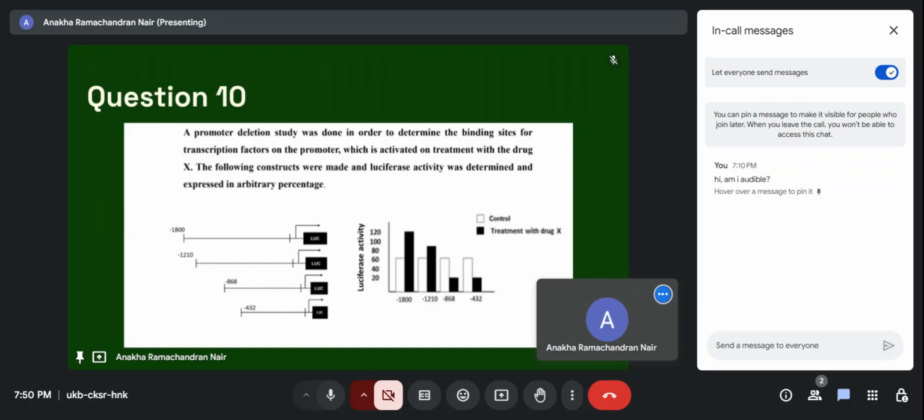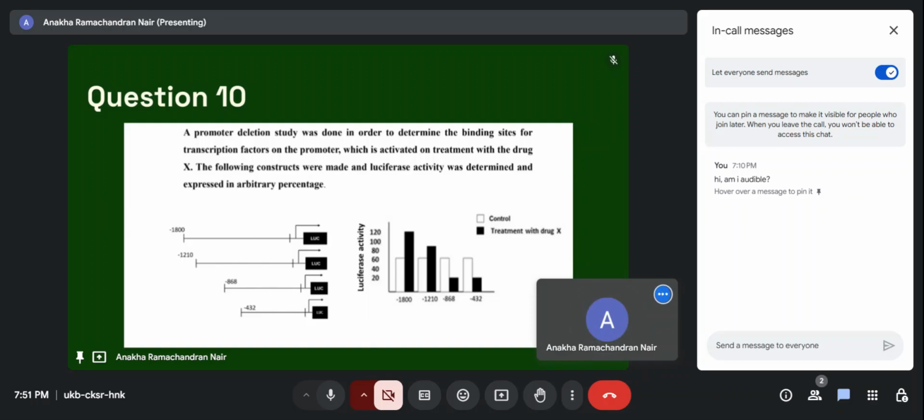And what you can see here is the controls are all the same, right? The control is where you're not giving the treatment with drug X. So this binding site for the transcription factor on the promoter is not activated because you're not giving it the treatment of drug X, right? So that means this activator is not working as such, right?